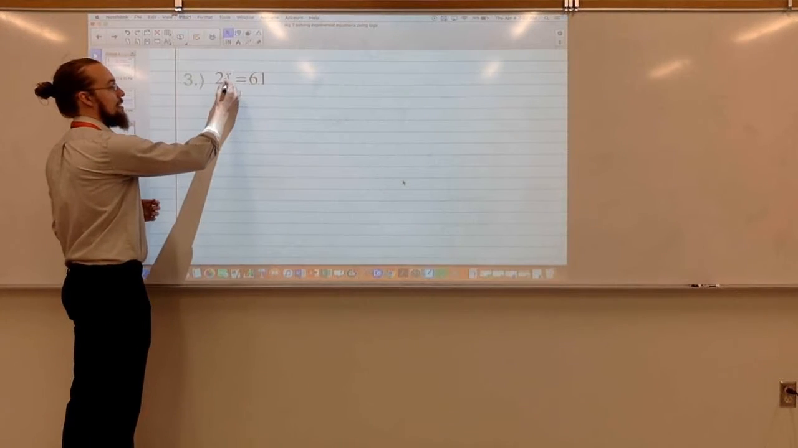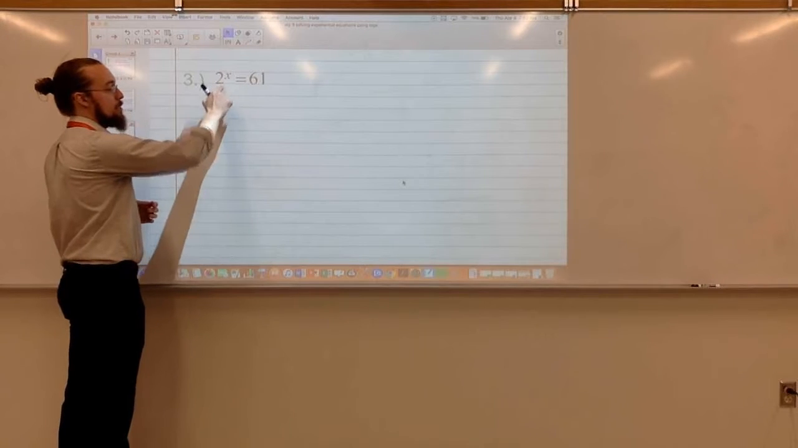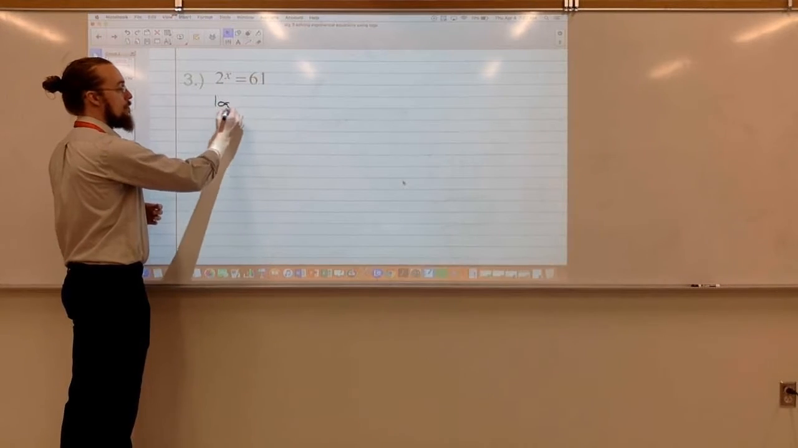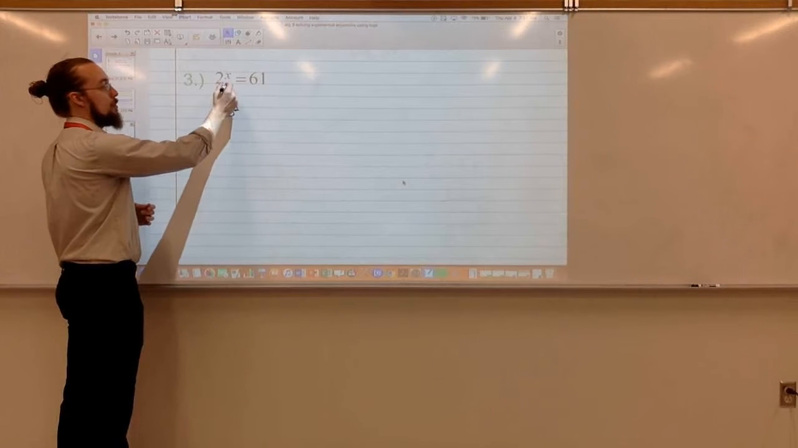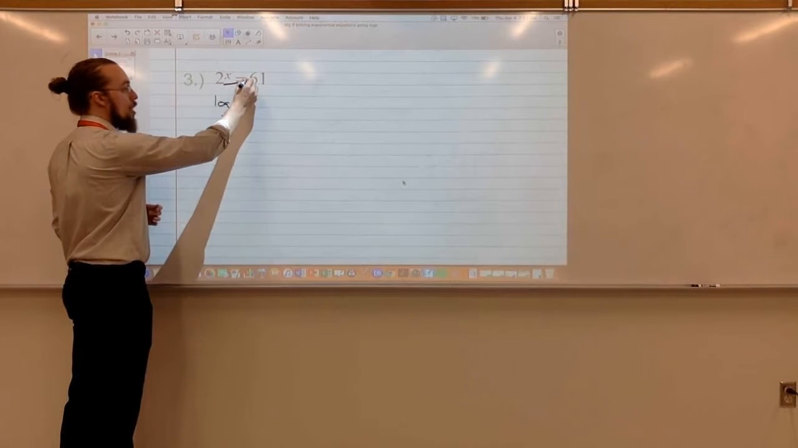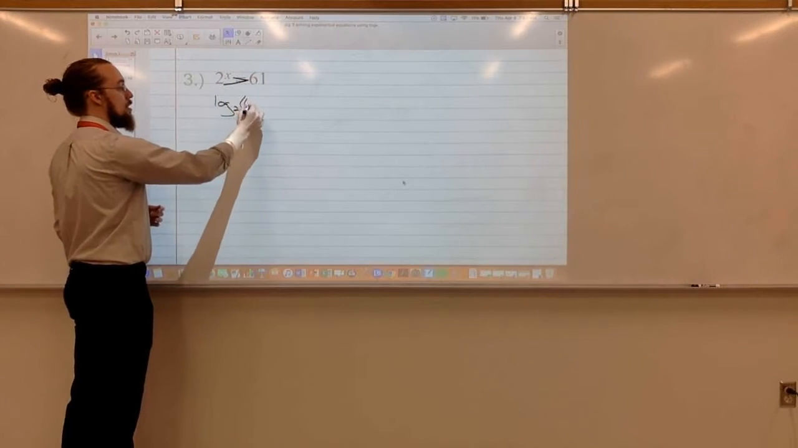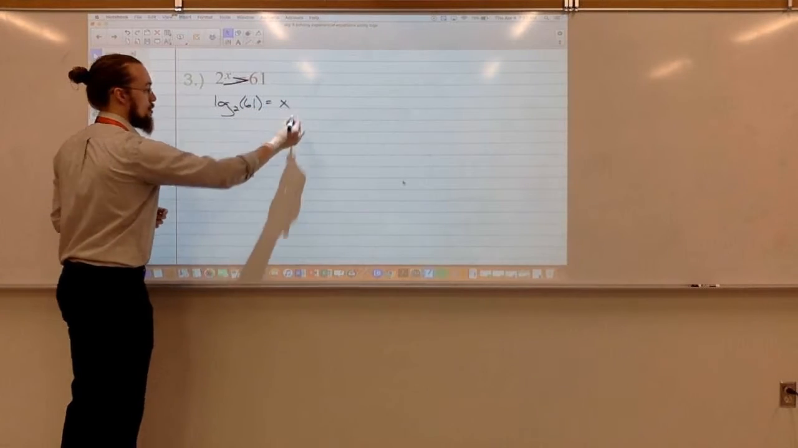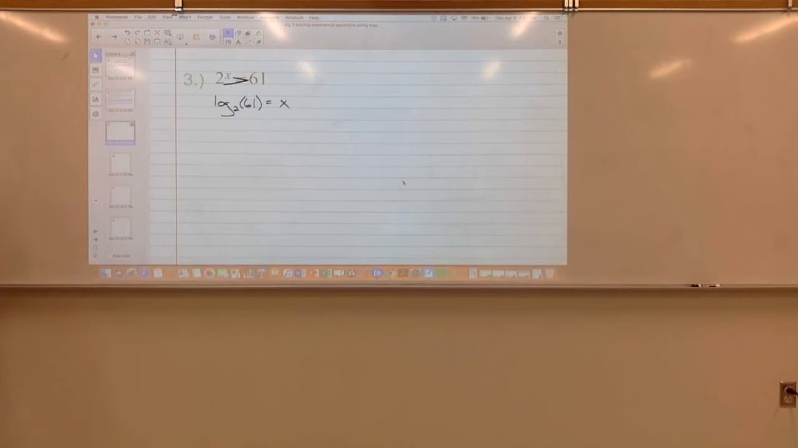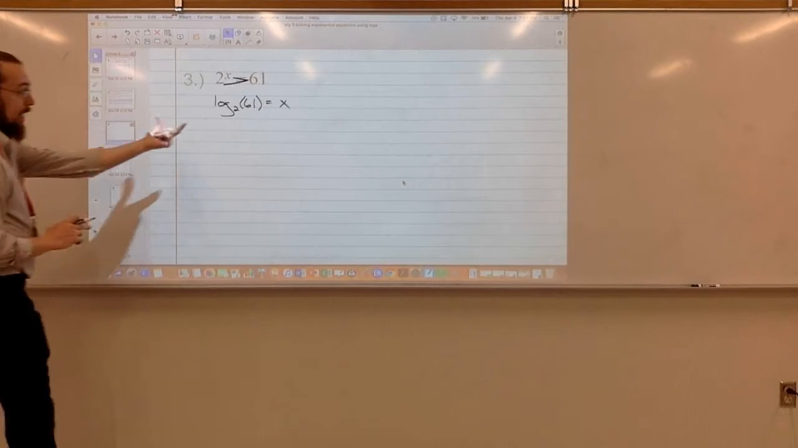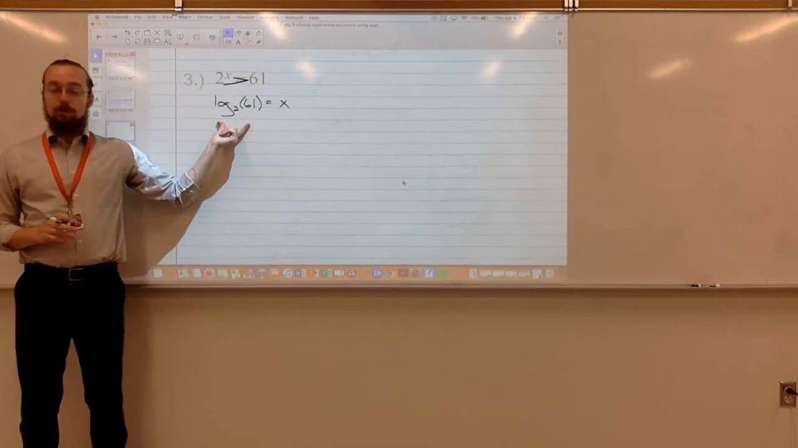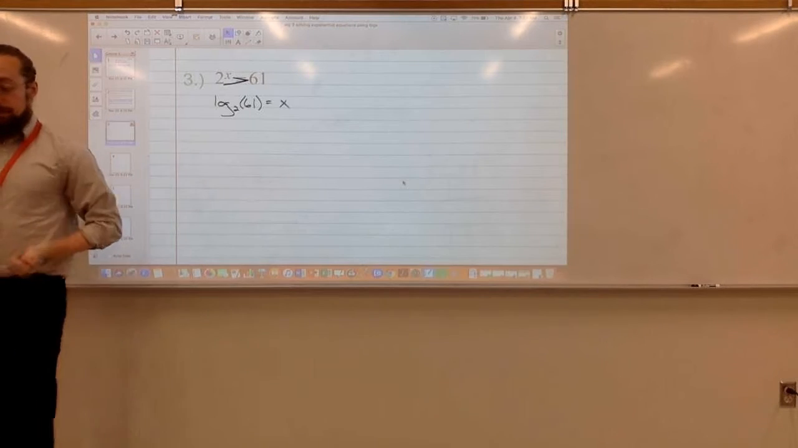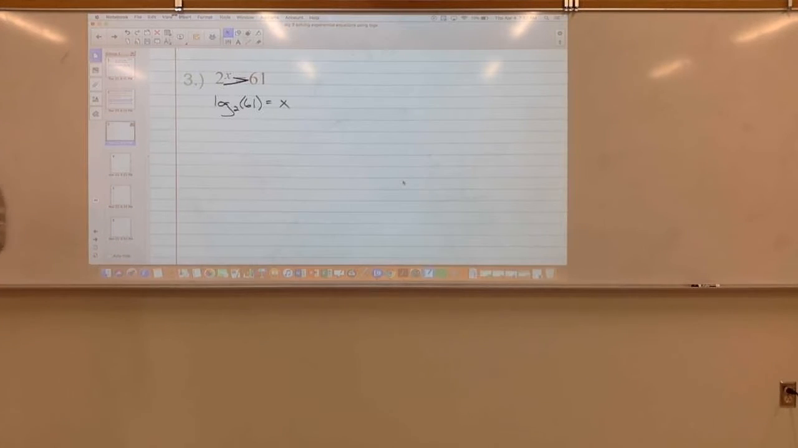Yeah. So the base of the exponential becomes the base of the log. So this is going to be log base 2 of 61 equals x. So we actually already have x by itself. I can just plug this into the calculator now. So get a graphing calculator if you do not already have one.